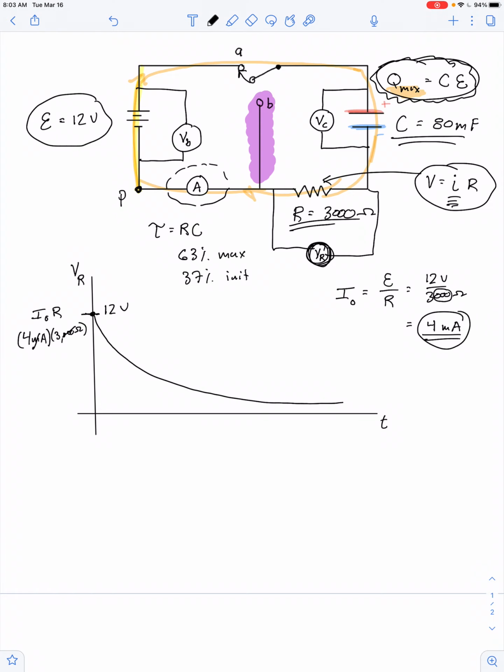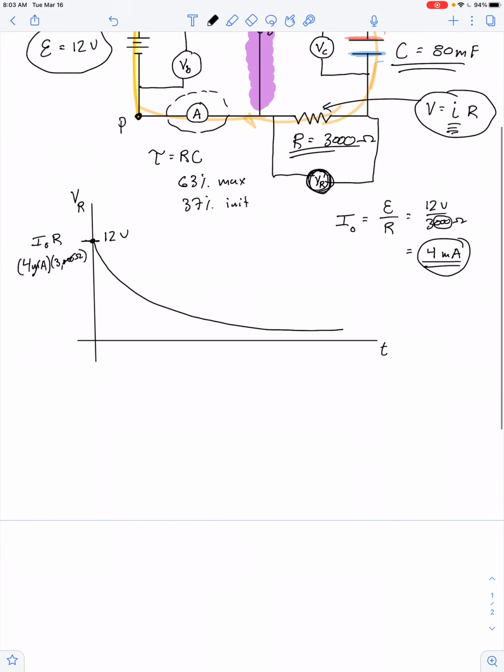resistor, right? If we were to state Kirchhoff's loop rule mathematically, we would say the voltage gained across the battery minus the voltage lost across the capacitor minus the voltage lost across the resistor is equal to 0. So initially, this is 12, this is 0, this is negative 12, and so it all works out.